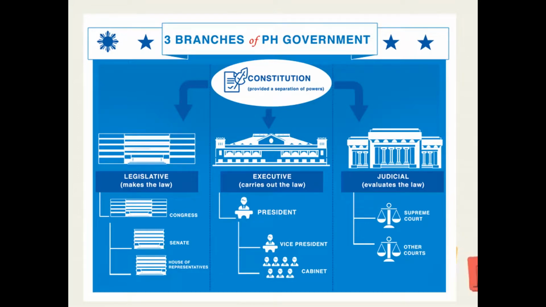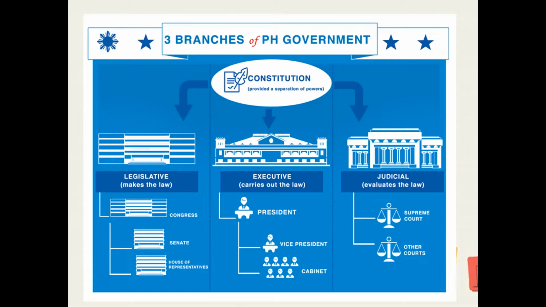Okay. Last branch, the judicial branch of government. It evaluates the law. Okay. So we have the Supreme Court as the highest court of the land and the supreme law of the land. Okay. We also have other courts. What are these other courts? We have municipal trial courts, not Tulfo court, ha? No, that's not recognized under the Constitution. Municipal court, regional trial court, court of appeals, and the Supreme Court.